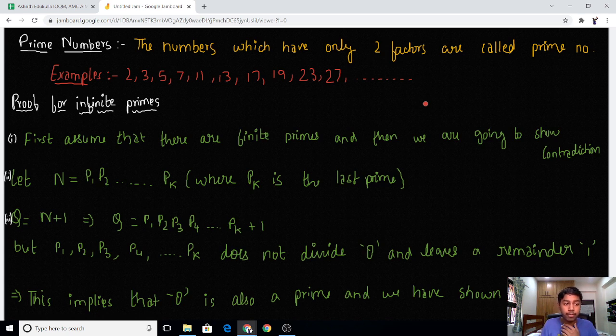So, proof for infinite primes. For proving infinite primes, first we'll assume that there are finite primes. So I'm assuming that there are few primes. I want to prove that there are infinite primes, but I'm assuming there are some particular number of primes, and then I'm going to contradict the statement.